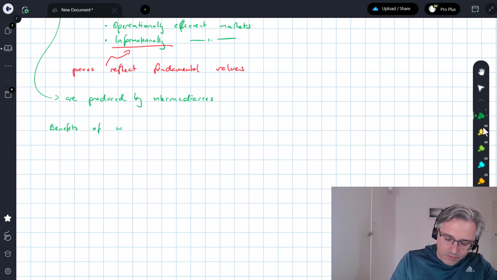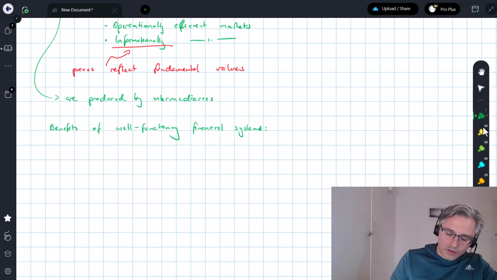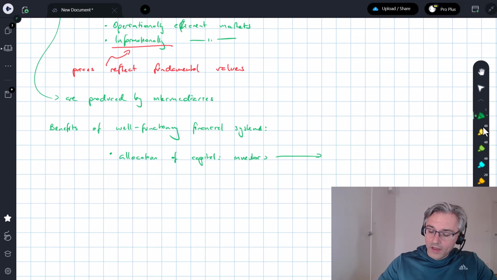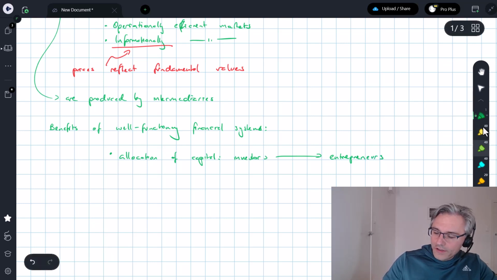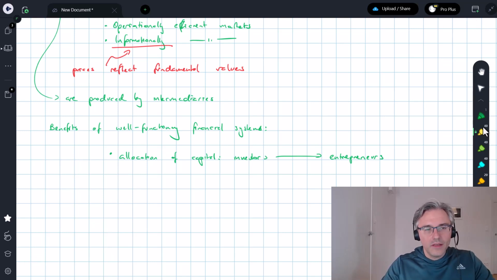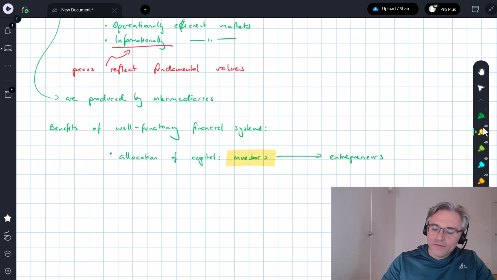So the benefits of well functioning financial systems are such that it, first of all, allows for the allocation of capital. Investors can easily put money into various project schemes designed by entrepreneurs. They can trust one another. They know that there are systems in place to take care of the interests of investors.